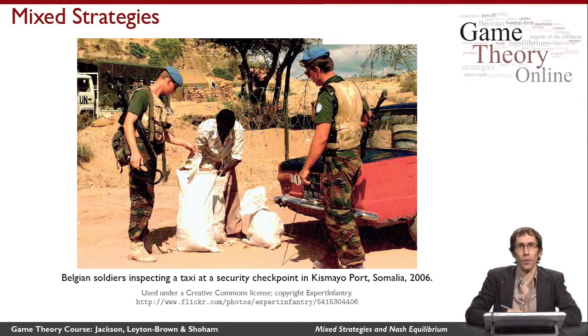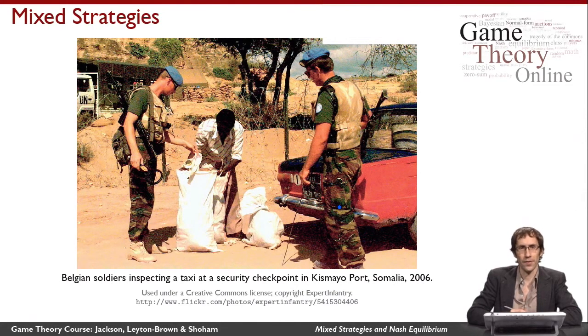So the example that I want to think about here is the United Nations setting up checkpoints to defend against terrorist attacks at a port in Somalia. And you can see that what happens is they place a checkpoint on the road, they stop all cars, like this taxi here, and they go through the contents of the car to make sure that it doesn't contain any explosives or other dangerous materials.